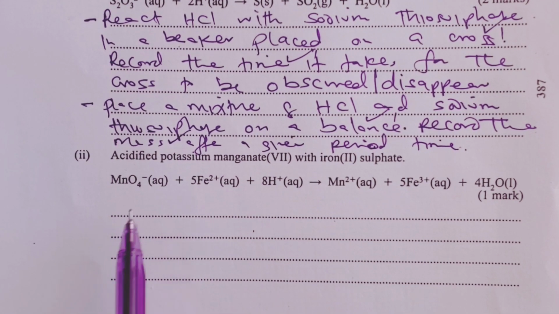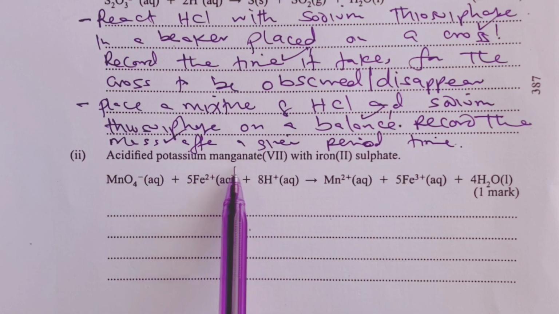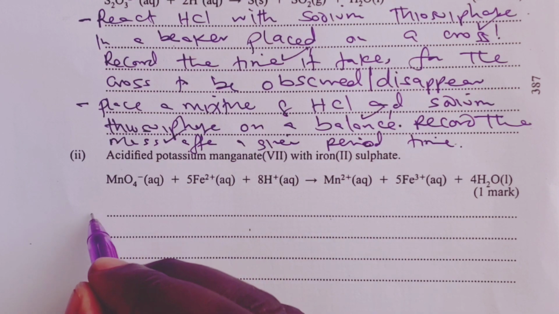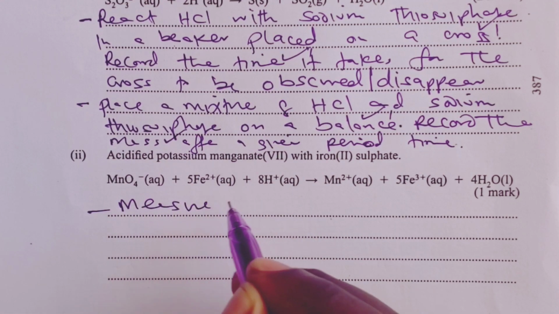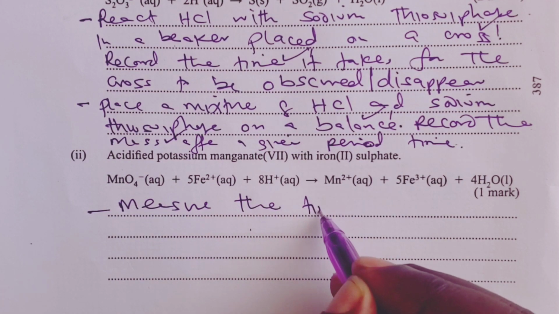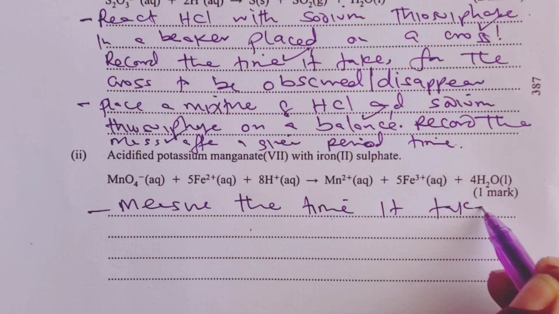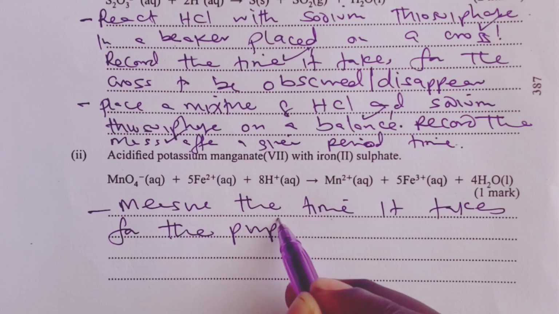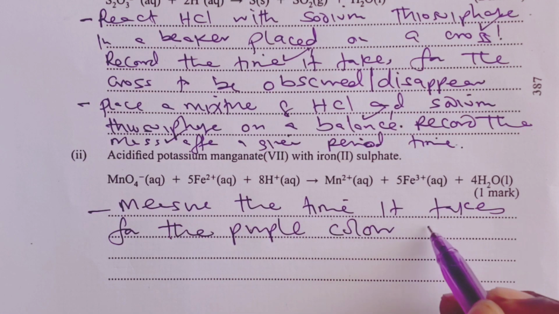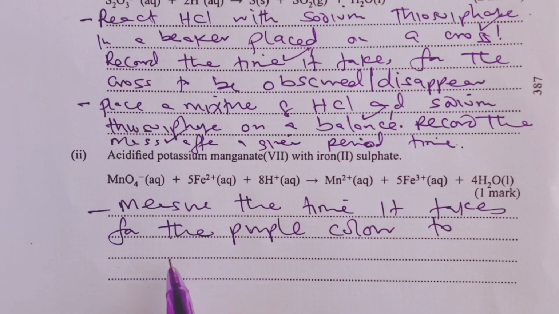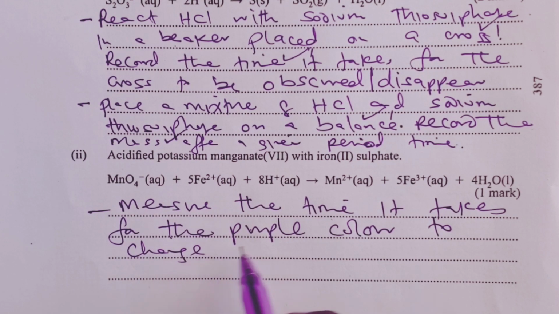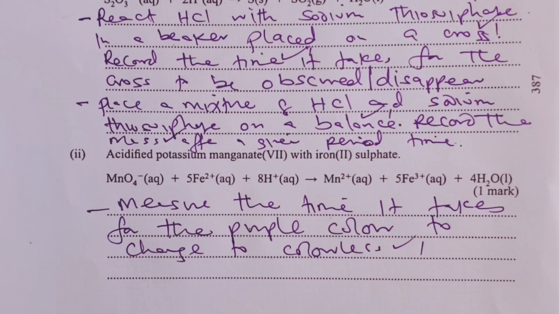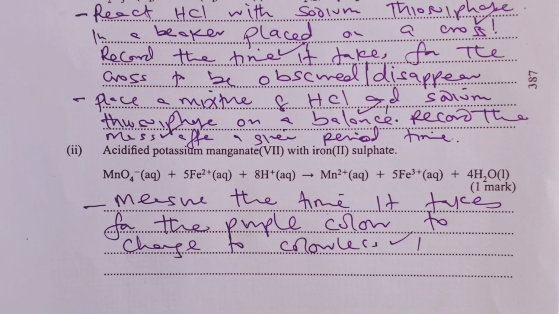To the next reaction, we are told to state a method that can be used to measure the rate of a reaction that involves acidified potassium manganate(VII) with iron(II) sulfate. So here we are going to measure the time it takes for the color change from purple to colorless. So we shall measure the time it takes for the purple color to change to colorless, for one and only mark for that section.